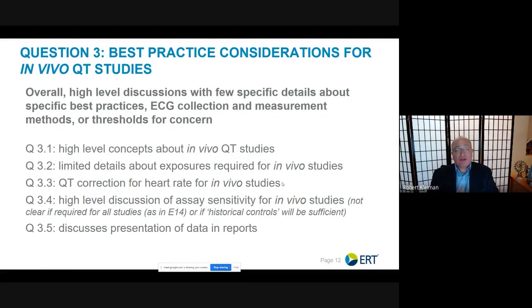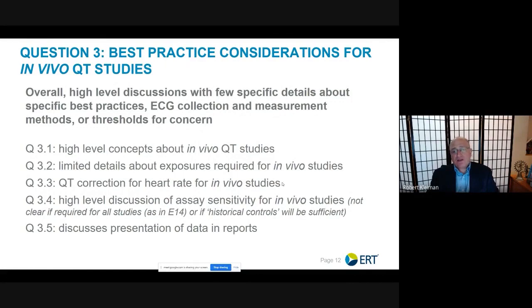And I won't go through all the details. There is some talk about the exposures required, but as Dr. Darpo mentioned, while it isn't even clearly stated that one must have a super therapeutic exposure, it seems reasonable that one might want to have, if possible, an exposure that's multiples of the high clinically relevant exposure. So a little bit of discussion about QT correction for heart rate, which is quite welcome. A little bit of discussion about the use of reports to present the data that regulators would like to see.